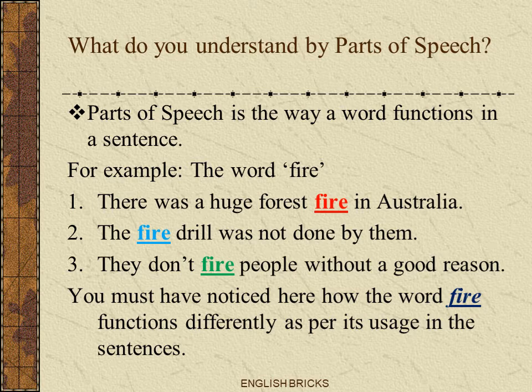So you see, the word fire has 3 different meanings, and because of that, the parts of speech of each of these words also differs. The first fire is a noun because it's a thing. The second fire is an adjective, the fire drill, and the third fire is a verb because they are doing something. So this is how it is. So let us first understand what is meant by parts of speech, and then we will progress. I hope this is clear.